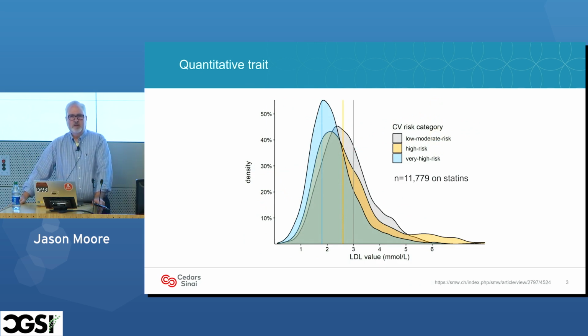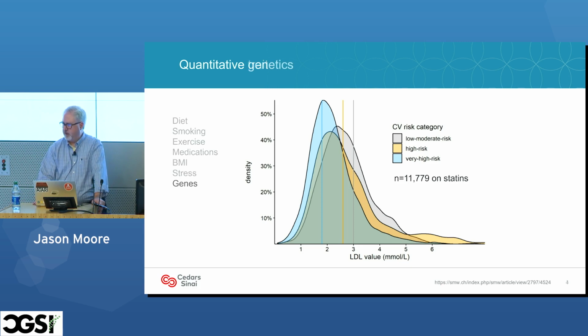I'm going to talk today about quantitative traits. This figure is looking at the distribution of LDL cholesterol among low risk, high risk, and moderate risk patients. This is about 11,000 subjects from a Swiss study. These subjects are all on statins, cholesterol lowering medication, but the point of this slide is to look at the variability of LDL cholesterol. And we can ask the question of what contributes to that variability.